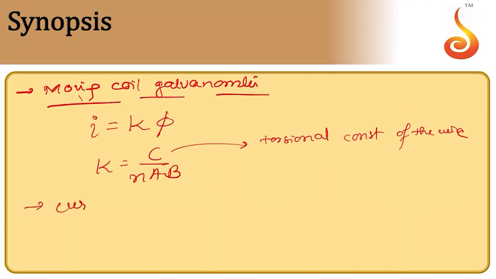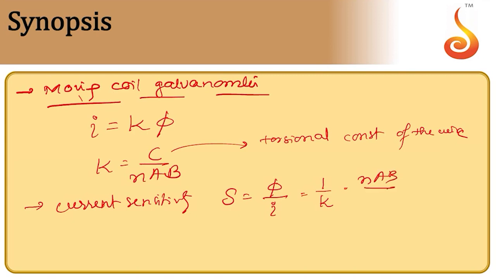The current sensitivity is given by deflection per unit current, and of course this is the reciprocal of K, and therefore NAB divided by C. To get higher current sensitivity, we can increase the area, or we can increase the number of turns, or we can increase the magnetic field strength, or we can make the value of C less.